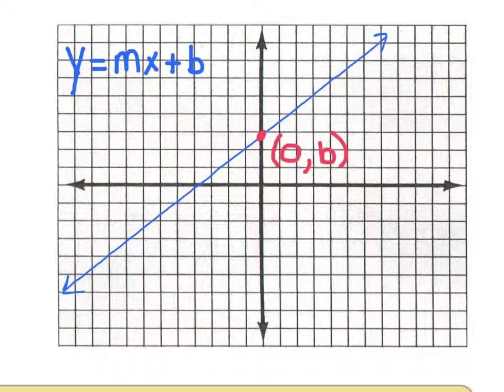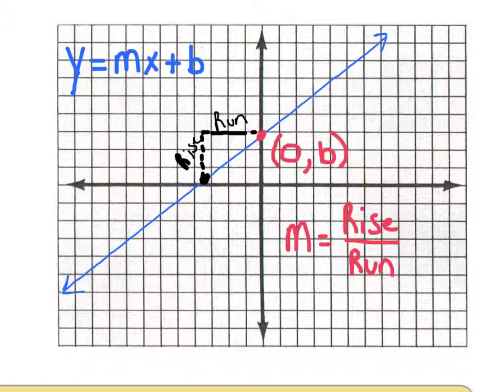Something else that is extremely important about our line is the slope of our line. The slope of our line can always be calculated by counting from one point to another point. We count the rise and we count the run. Remember, it's the vertical change and the horizontal change. We call that rise and run. This is the rise, and this is the run. That gives us our slope. And that's calculated between any 2 points on your line.